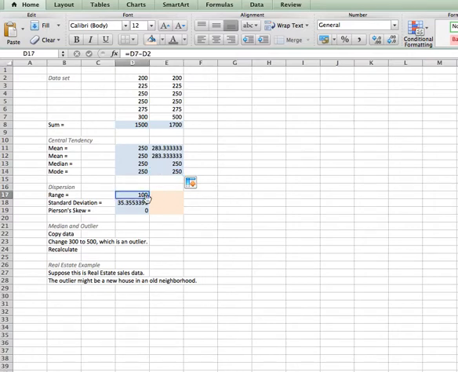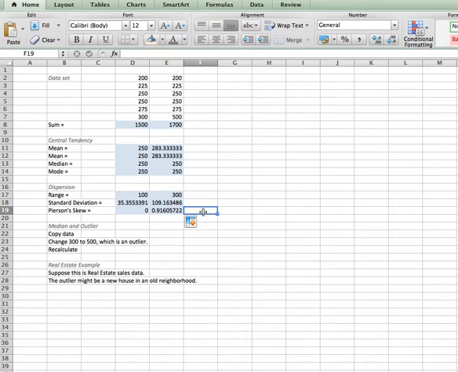Now let's calculate range. And we see range went from 100 to 300, which makes sense because we now have this value of 500 up here. The standard deviation, let's see what it did. It went from 35 up to 109. So the data is much more spread out now due to that outlier. And finally, let's calculate Pearson's skew. We see that that went from 0 to 0.91 because our data set is no longer symmetric.